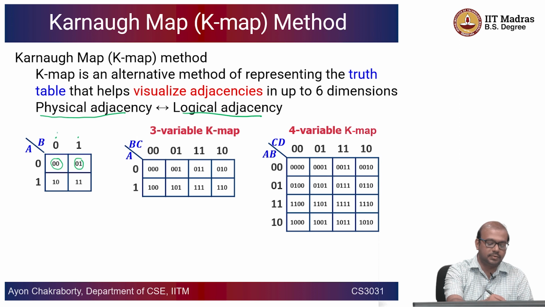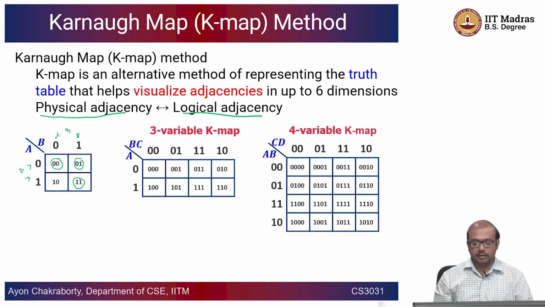These columns are representing the values of B, these rows are representing the values of A. In that way you can find out any other cells. A is equal to 1 and B is equal to 1 is 1 1. Similarly, if you look at the 3 variable K map, we have these values listed similarly.